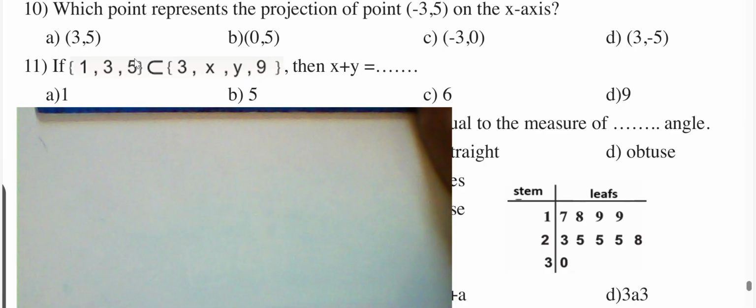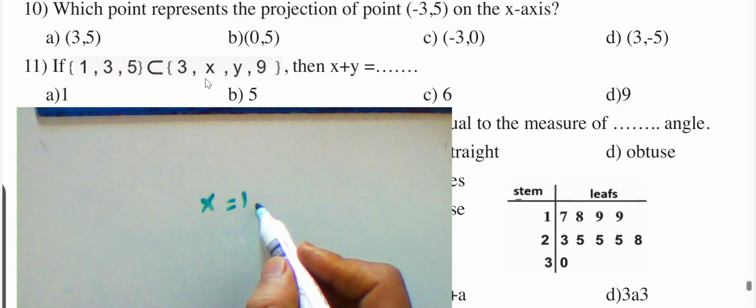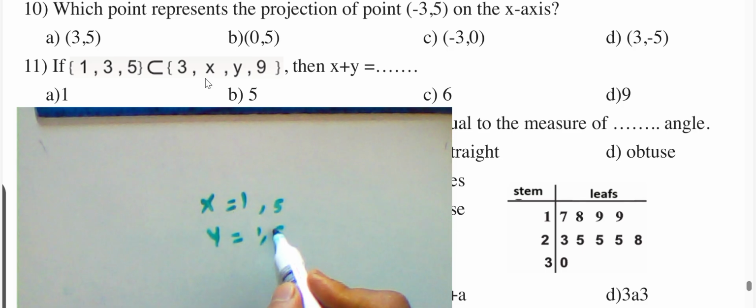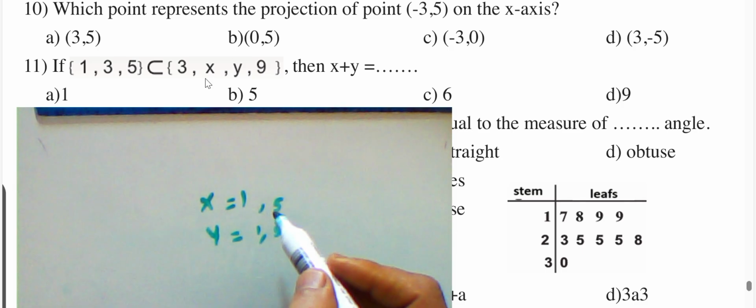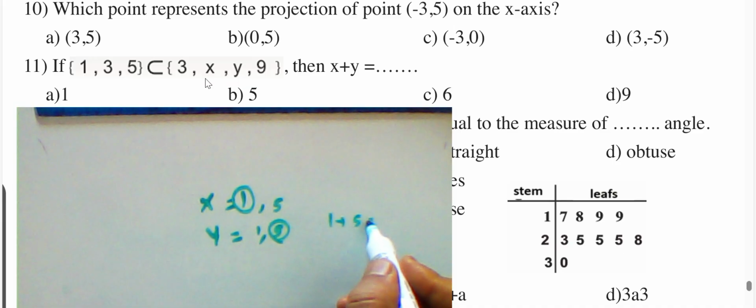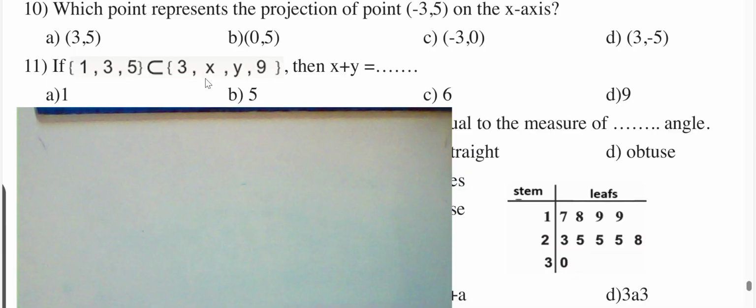If the point (1, 3, 5) is a subset of the set {3x, y, 9}, then x may be equal to 1 or 5, and y may also be 1 or 5. Then we can collect together. If x equals 1, the value of y will be 5. Then 1 plus 5 equals 6. So x plus y equals 6.